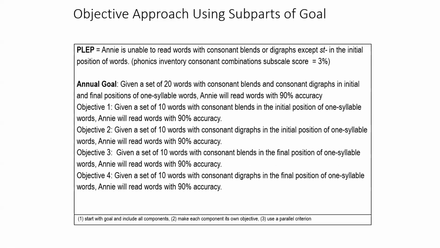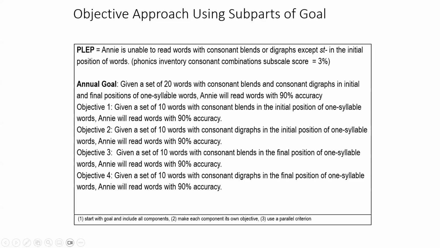Here's another one where we're taking subparts of a goal. Annie's unable to read words with consonant blends or digraphs, except ST in the initial position of words. That would be like stop or start. So she's at 3%. That's her plan.